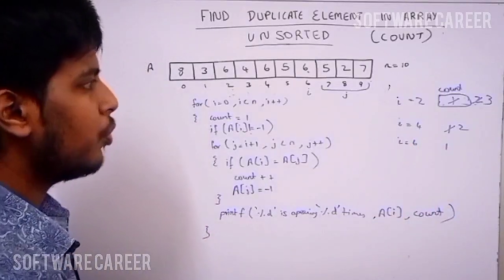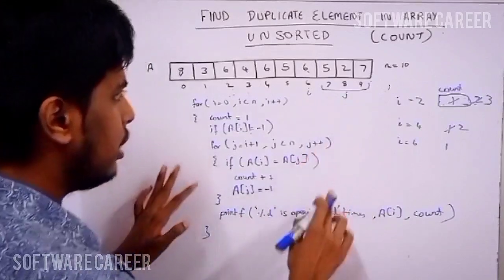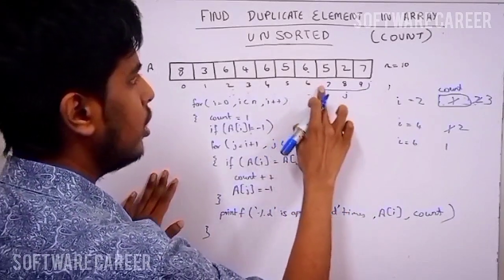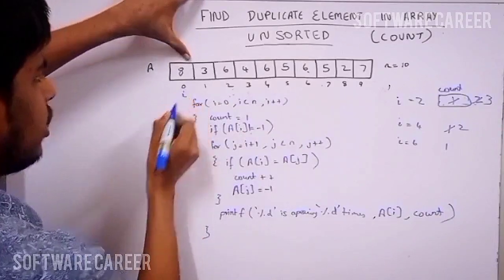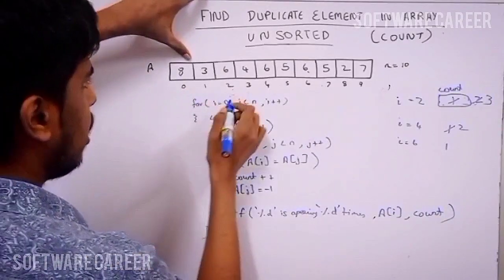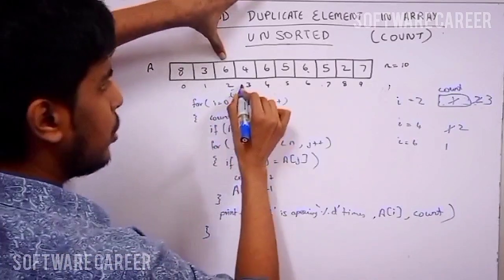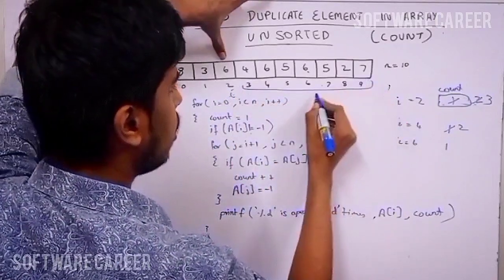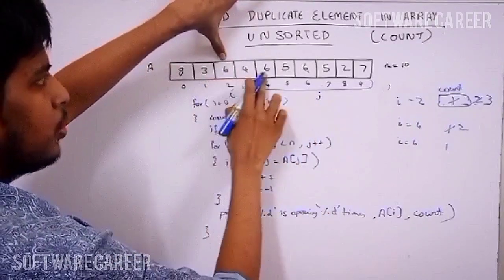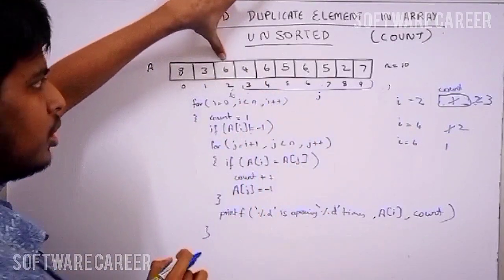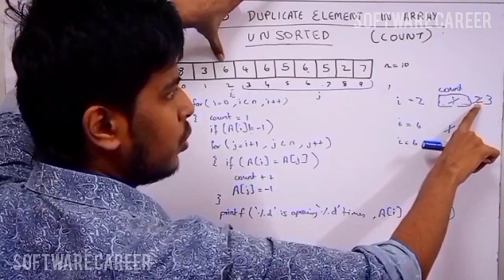So for correcting this value, we are writing a[j] = -1. Let's see why we are writing that. Now at the start, suppose i is at index 2 and j will be varying from 3 to 9. While checking, is 6 present here? No. Is 6 present here? Yes, 6 is present, so it increases the count value. Count becomes 1 to 2.